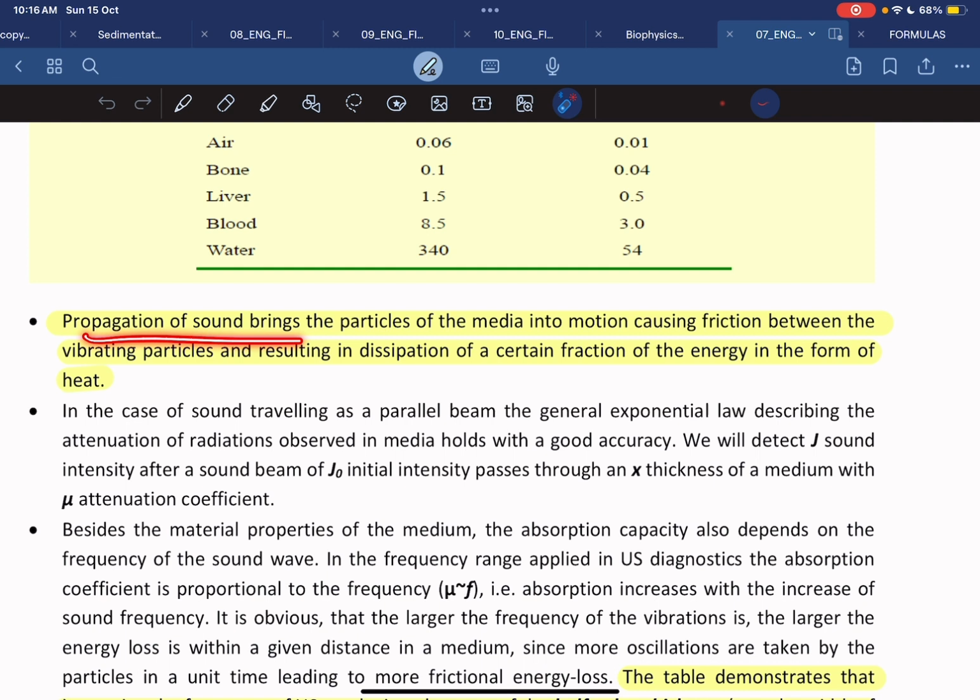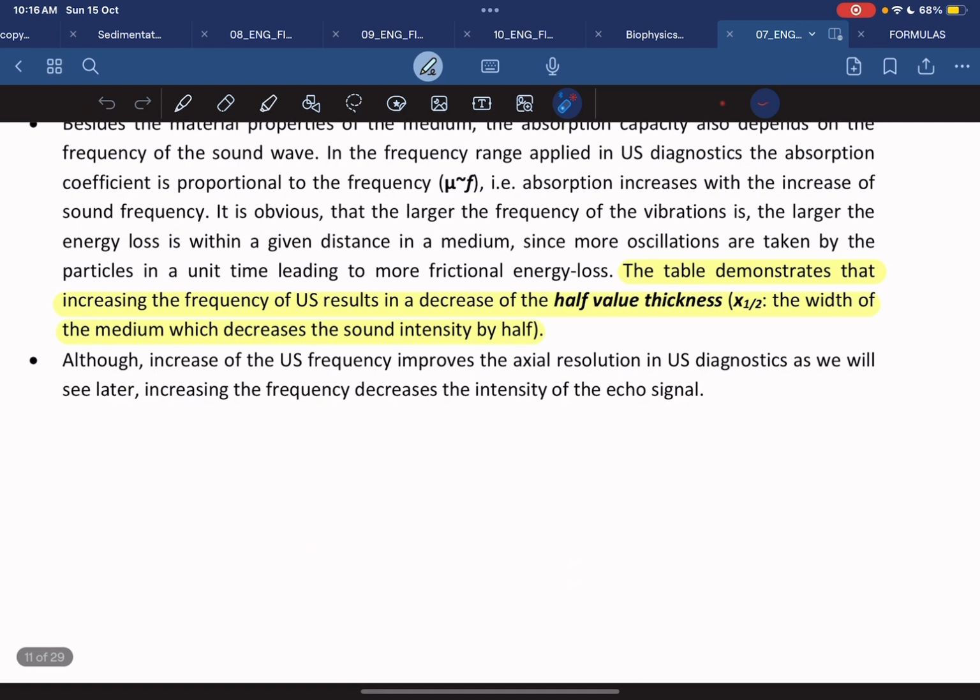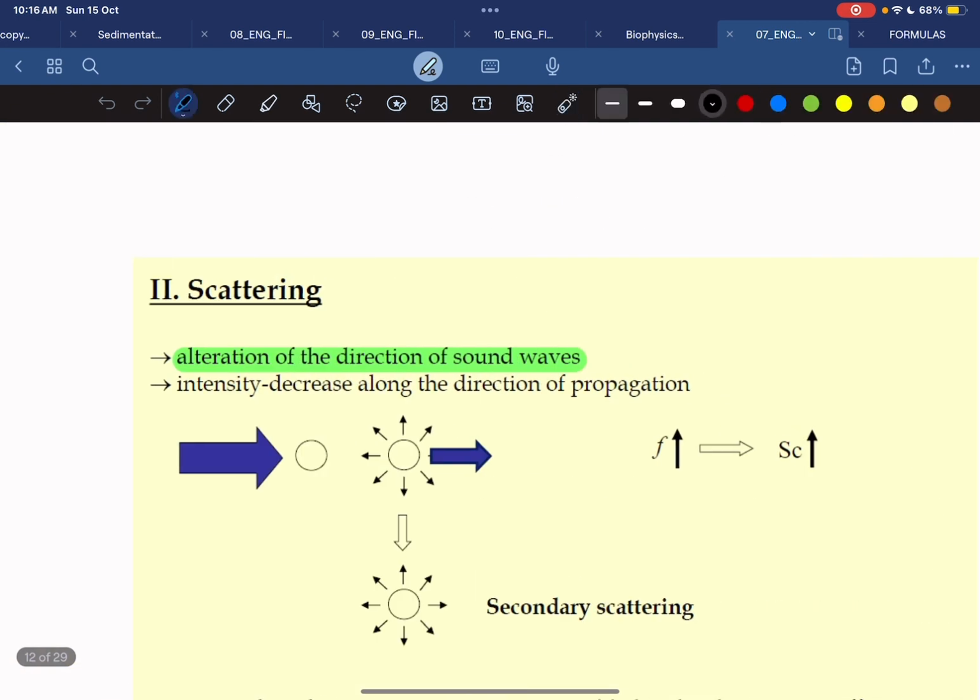Propagation of sound brings particles in the medium into motion, causing friction between the vibrating particles and resulting in dissipation of a certain fraction. This is easy. Half value thickness, I told you what that is.